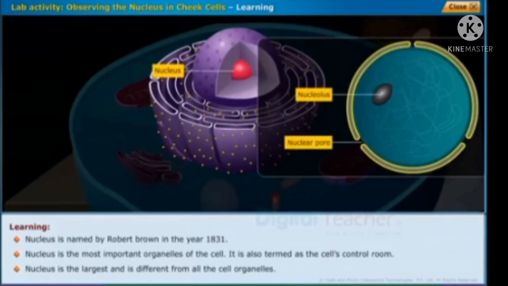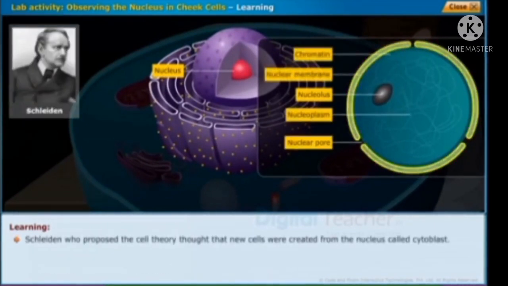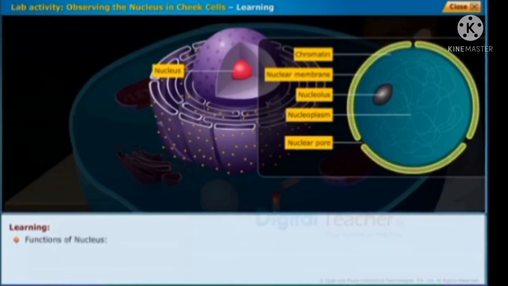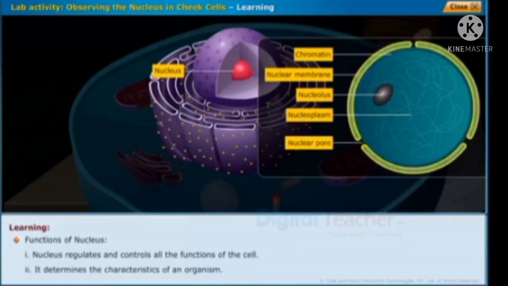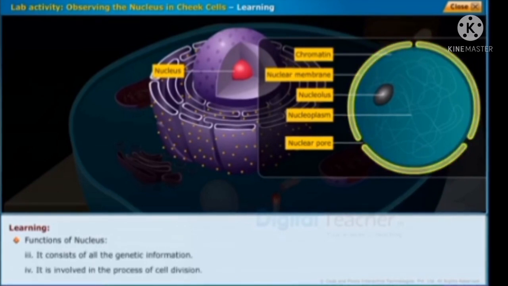Nucleus is the largest and is different from all the cell organelles. Schleiden, who proposed the cell theory, thought that new cells were created from the nucleus, called cytoblast. Now coming to the functions of the nucleus. The nucleus regulates and controls all the functions of the cell. It determines the characteristics of an organism. It consists of all the genetic information. It is involved in the process of cell division.